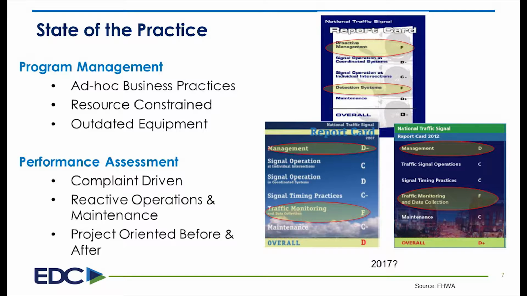When we think about this report card, it's really shown that we have two very weak areas. Overall, the grades have been D-, D, and D+. And the two weakest areas have consistently been program management and performance assessment. Program management is where we get into the objectives and goals of the program. That's where we talk about performance measures.